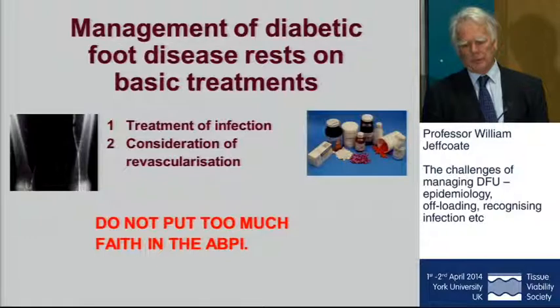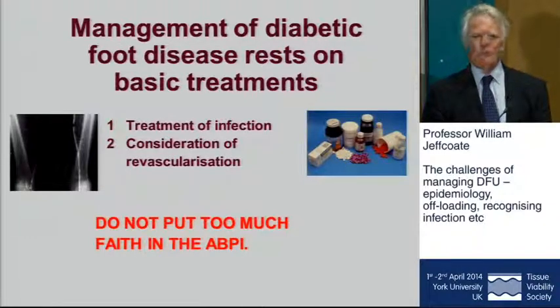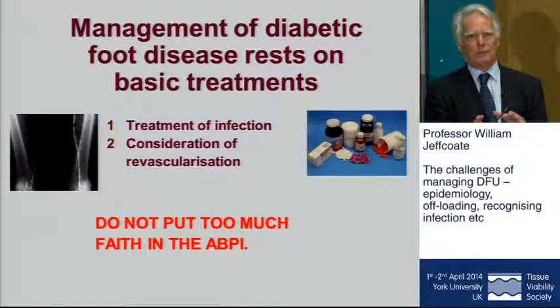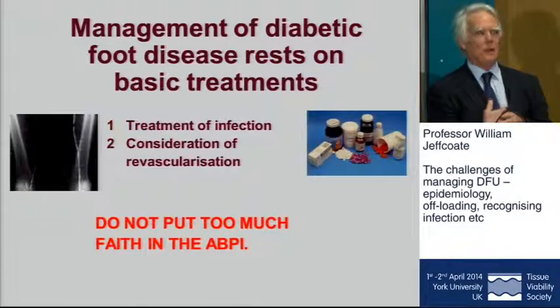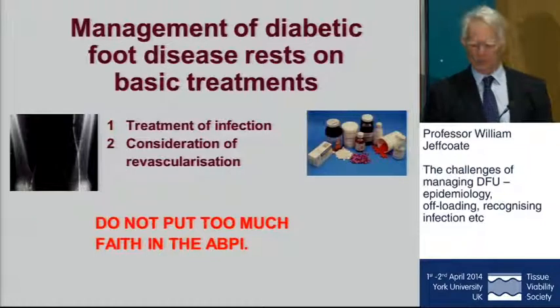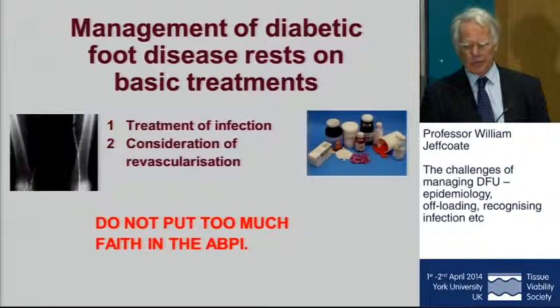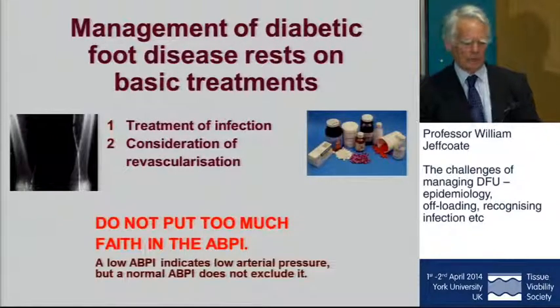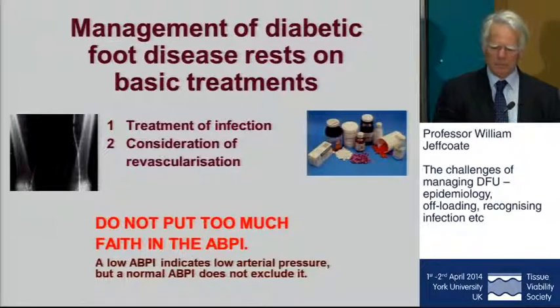The great problem with ABPI is that you cannot assess it when it's normal, because someone might still have arteriosclerosis. You will get a normal ABPI, but it doesn't mean that they haven't got peripheral arterial disease. And the majority of people with diabetic foot ulcers do have arteriosclerosis, and you cannot compress the arteries with a sphygmomanometer cuff. So a low ABPI indicates low arterial pressure, yes, certainly, but a normal one doesn't exclude it.